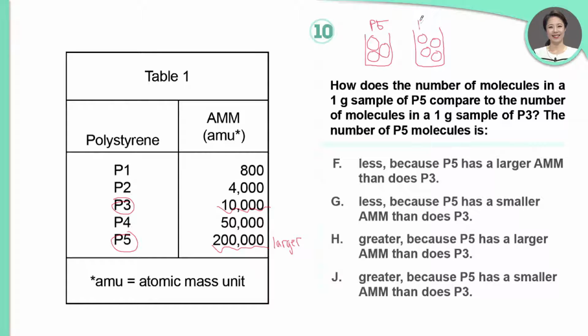If P5 is larger and has a greater mass, that means you have fewer molecules compared to P3. Since P3 is smaller than P5, it can have more molecules in the same 1 gram. So you have to say the number of P5 molecules is less, because P5 has a larger mass than P3. So the answer is F.